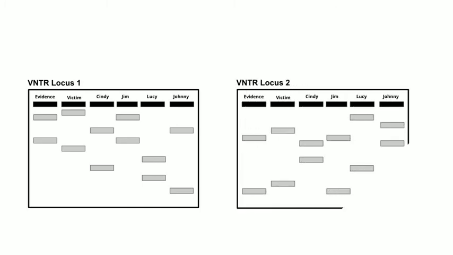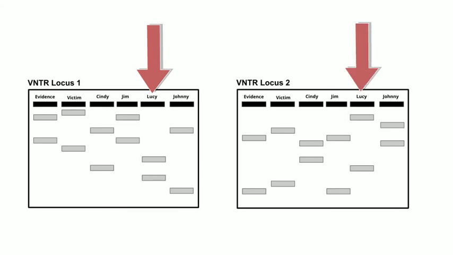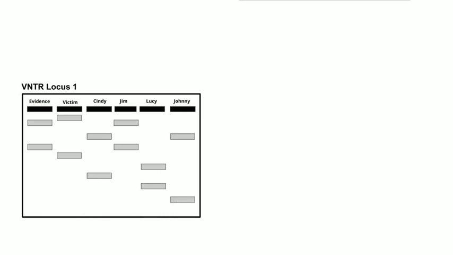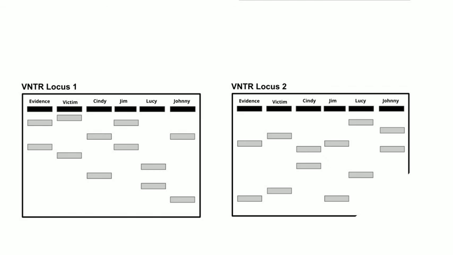We can move on to Lucy. Lucy does not match the evidence DNA or anyone else's DNA. This means that Lucy is not the culprit of the crime. So finally we can move on to Jim. Looking at both VNTR loci, we can see that in both cases, Jim matches the evidence DNA. This means that Jim absolutely had to be the culprit of the crime.